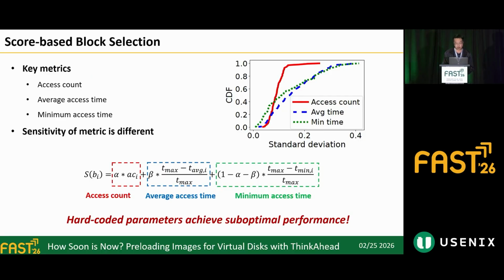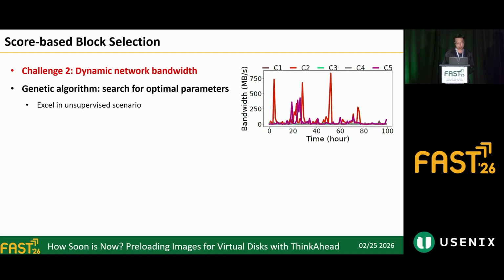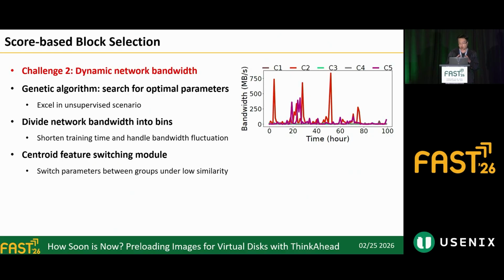But how do we choose these parameters? Here we also need to address the dynamics in the actual network bandwidth. So the idea is we search for alpha and beta using a genetic algorithm, an algorithm that is used to search for the optimal parameters. Then we divide the network bandwidth into bins, so that if there is a sudden change in the bandwidth, we run our genetic algorithm. And we also monitor the trace sequence, and if it has deviated from the centroid, we will switch to another group and use that group of trace sequences to help us do the training.